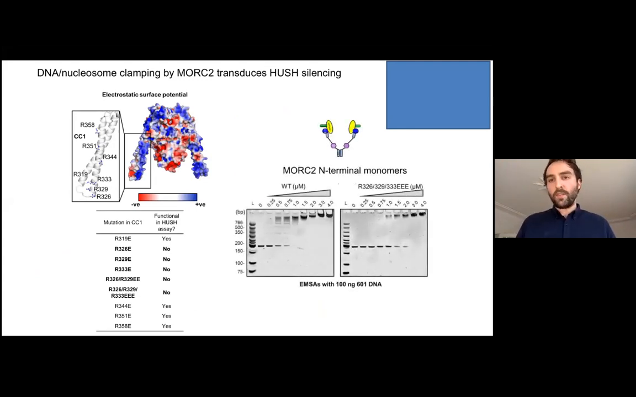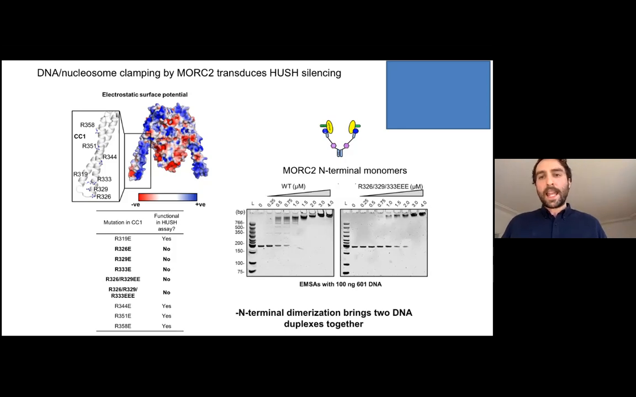And we could show in vitro that binding to nucleosome core particles became substantially weaker in the presence of these charge reversal mutations. So in other words, the N-terminal dimerization of MORC2 can bring together potentially two DNA duplexes, which we think is a nice mechanism for how this ATP-dependent structural switch is crucial for HUSH silencing.